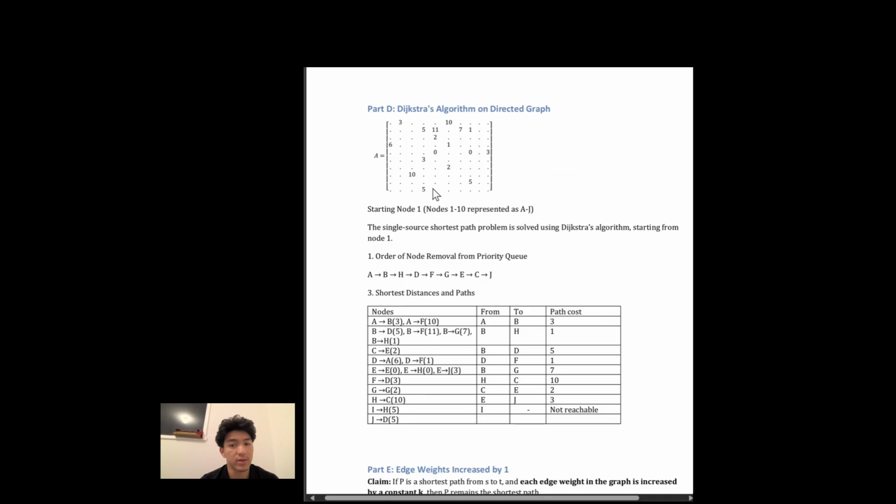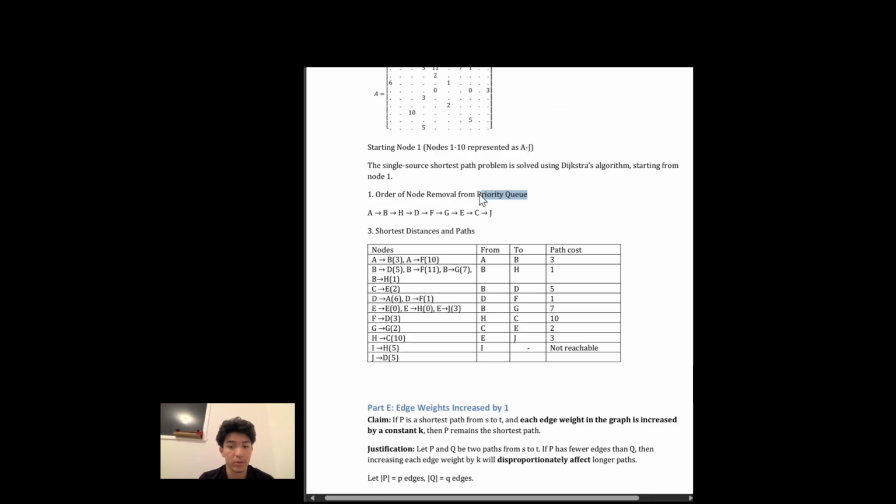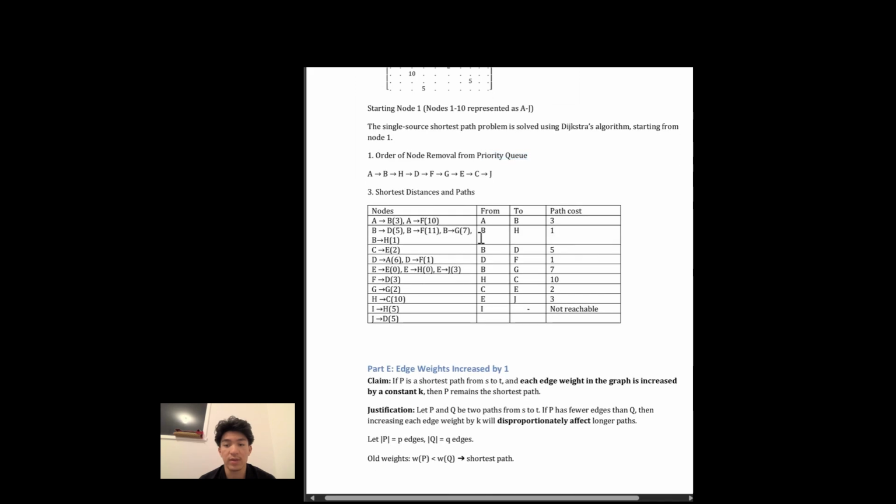Now in part D, we are given a directed graph in the form of a cost adjacency matrix, so we use Dijkstra's algorithm starting from node 1, which we label as A. Using a priority queue, we always select the unvisited node with the smallest known distance from the source. Then we update the distances to its neighbors if we find a shorter path. The process continues until all the nodes have been processed.